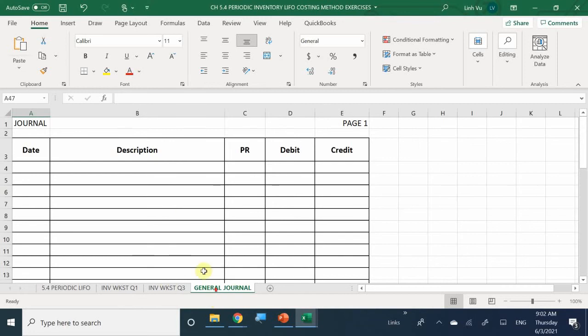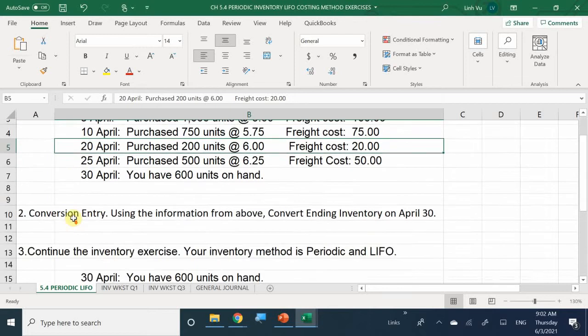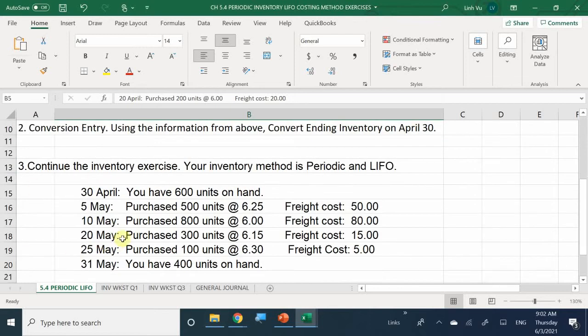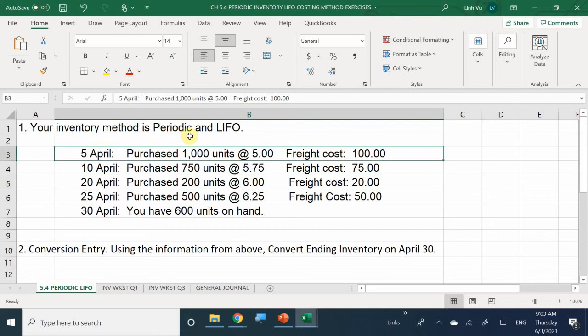But for this one, let's just do the first set of questions here. So for question 1, we'll just journalize these 5 things here. And then the third part of the question, we'll just do the conversion entry. So let's go ahead and do the first one. On April 5th, we purchased a total of 1,000 units at $5 each, with the freight costing $100.